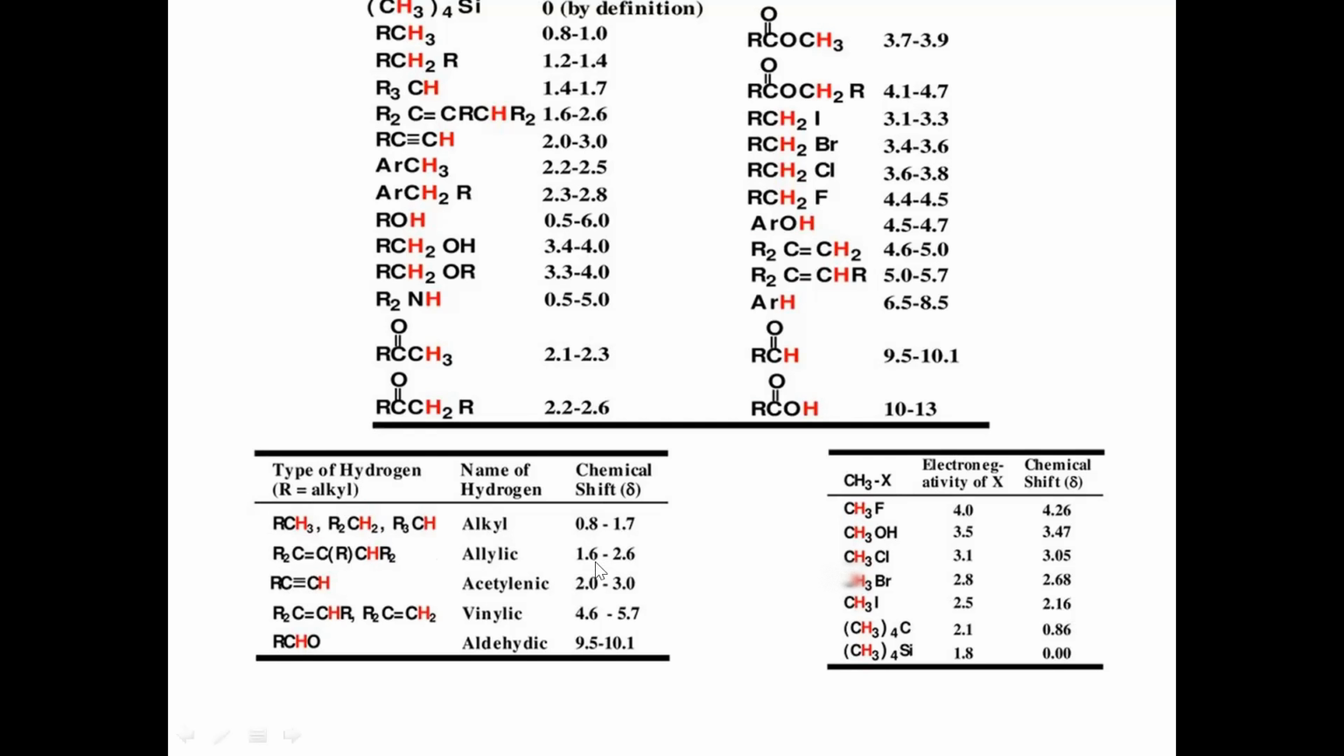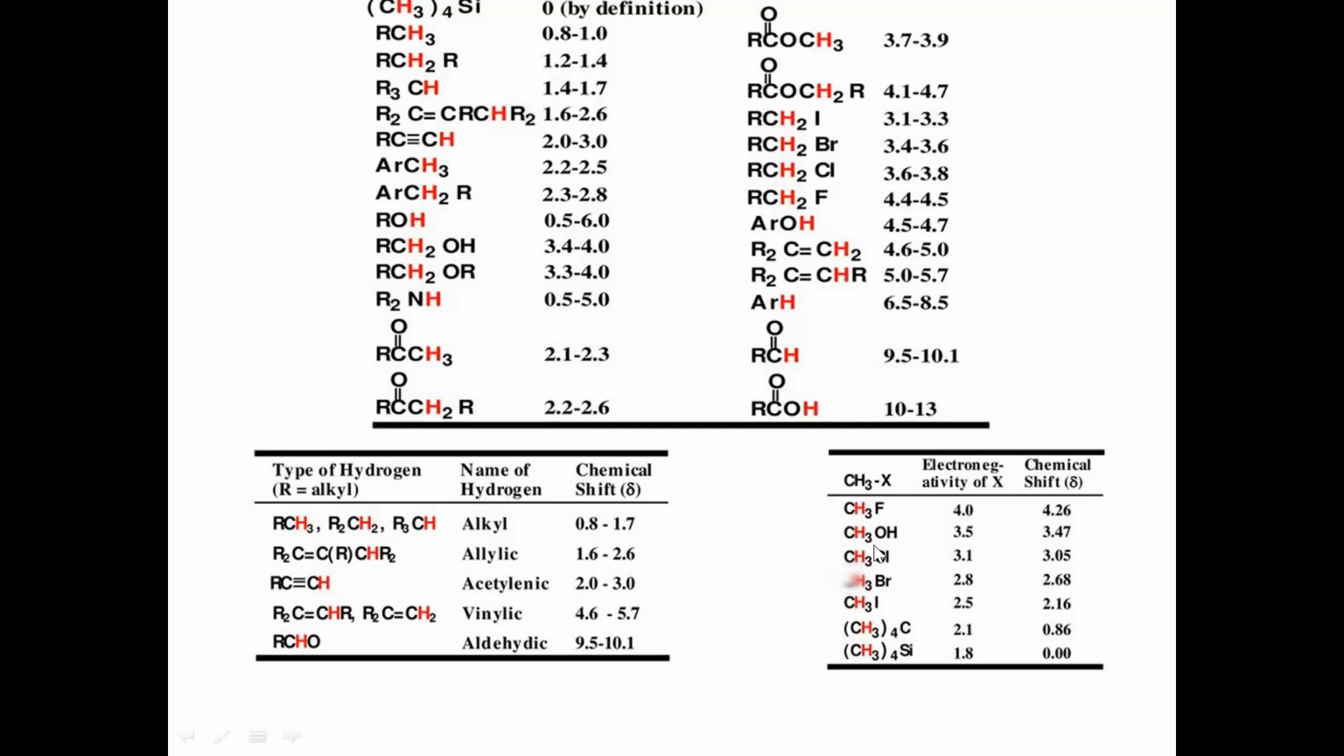Like triple bond appeared at 2.0 to 3.0, okay. Similarly you can see these ones. These are the vinylic protons, which appeared at 4.6 to 5.7. Aldehyde appeared at 9.5 to 10.1, okay. Here fluorine, due to electronic effects or electronegativity effects of X, will appear at 4.0, okay.